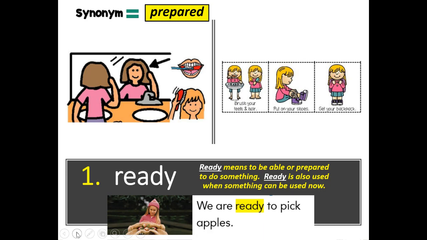We are ready to pick apples. You could also say we are prepared to pick apples. How do I use it? The banana is yellow, so it is ready for you to eat. What will you do to be ready for second grade? You could also say, what will you do to be prepared for second grade?